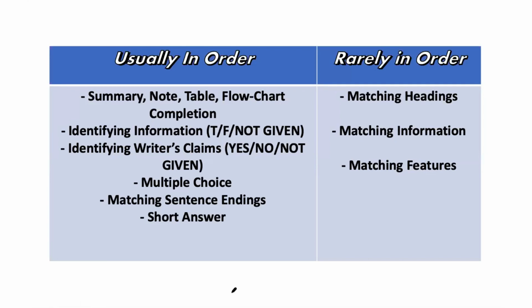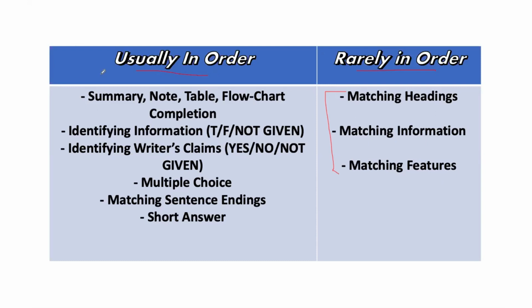Just to make it easy, I paired up this lovely table with questions that are usually in order and questions that are rarely in order. I think you're more apt to remember it looking at it this way instead of saying it after each question type. So if you look at this table, the matching questions, so matching headings, matching information, matching features, these are rarely in order. So if you find the answer to number 1 in paragraph C, the answer to number 2 might be in paragraphs A or B.